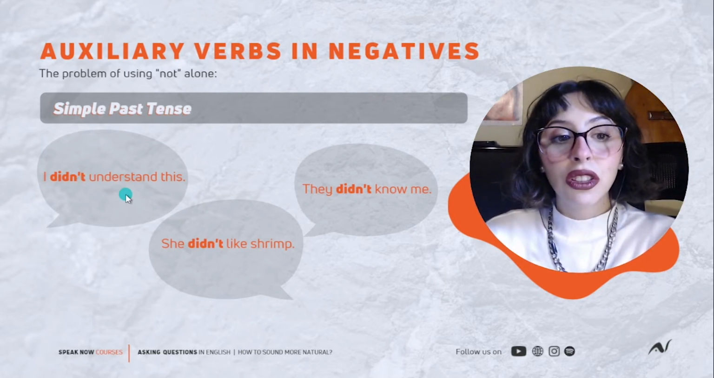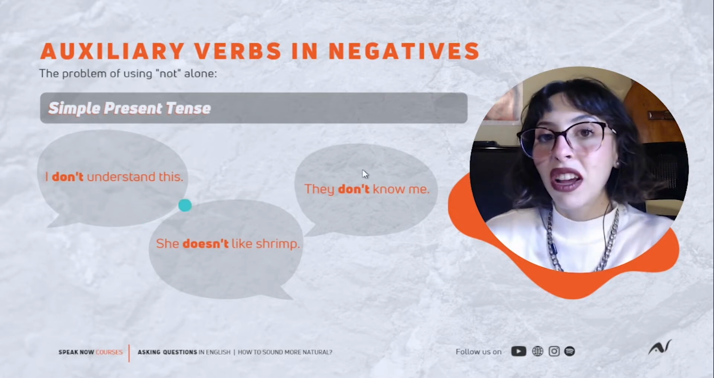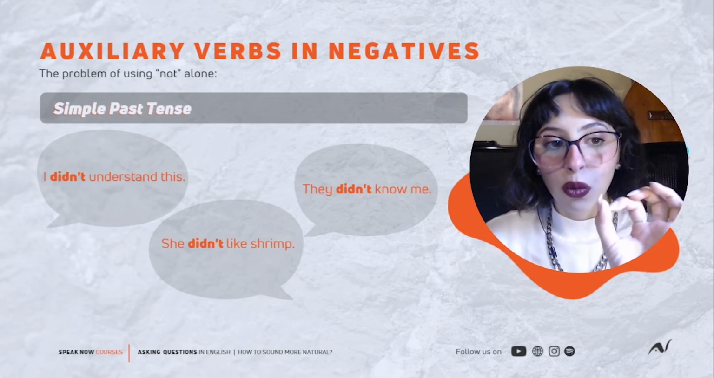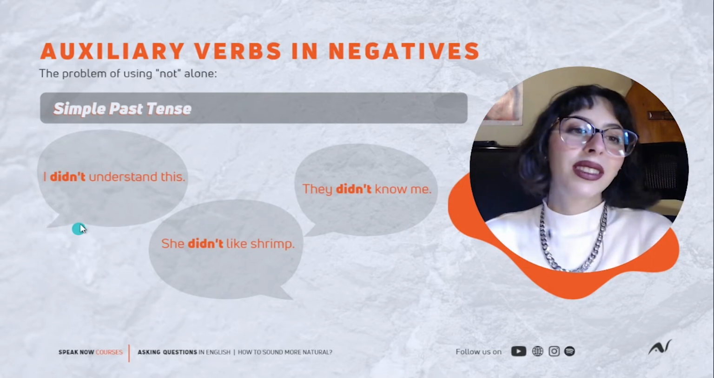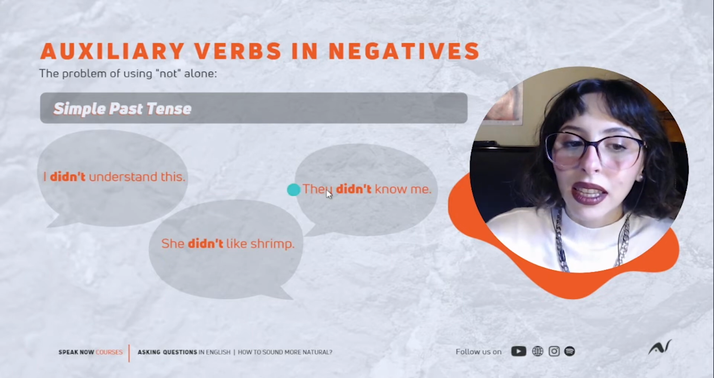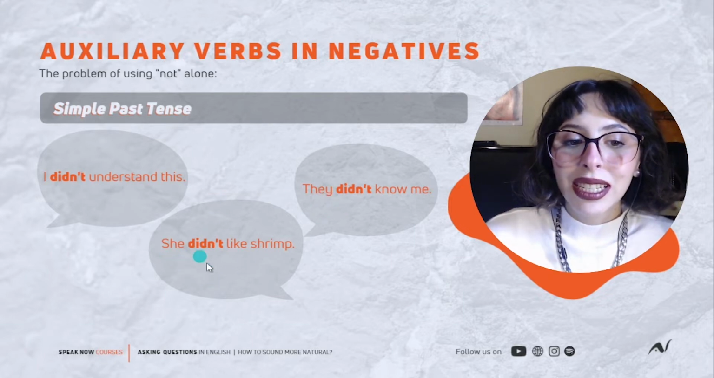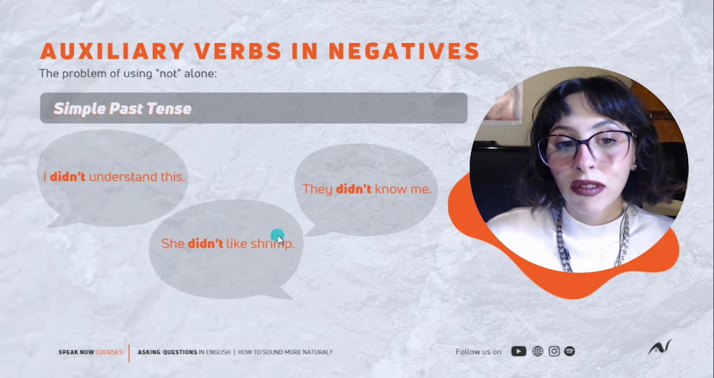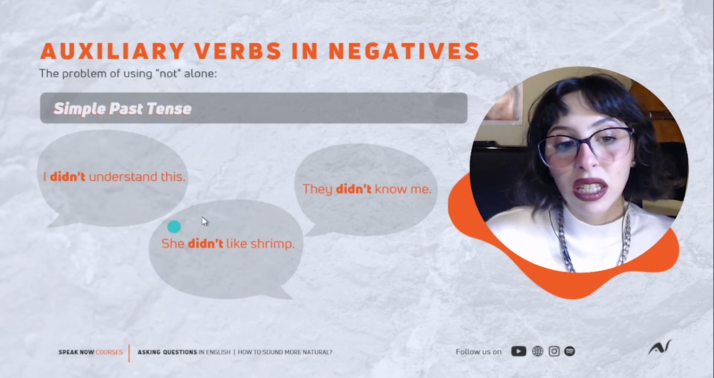You see, understand, understand. In the present, in the past, the action verb was not modified. What really changed was simply the auxiliary verb. You see how the auxiliary verbs are important? Let's see the other examples in the past. She didn't like shrimp. Repeat. Okay, in the past, she didn't like shrimp.